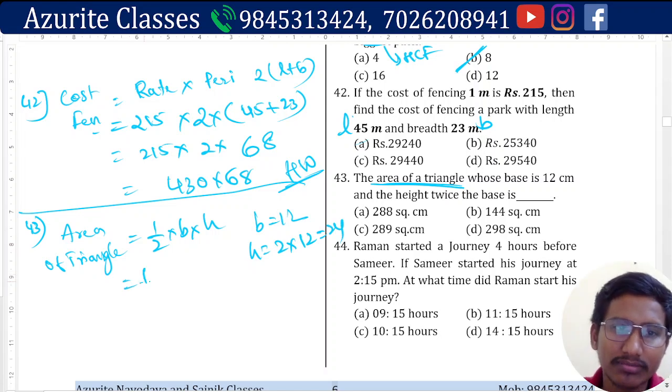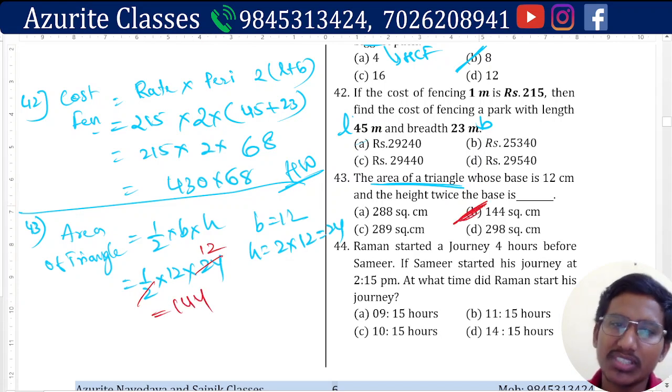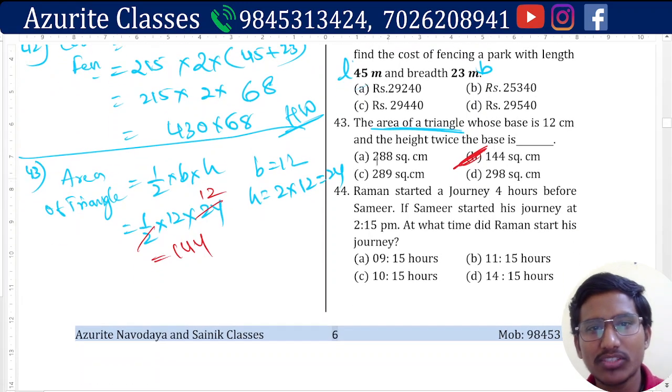So here half of base becomes 12. Write 12 into height, which is how much? 24. Now if you cancel it, 2 12s are 24, 12 12s are 144. That will be the answer. The option is option B for the 43. Okay, now let us do 44.